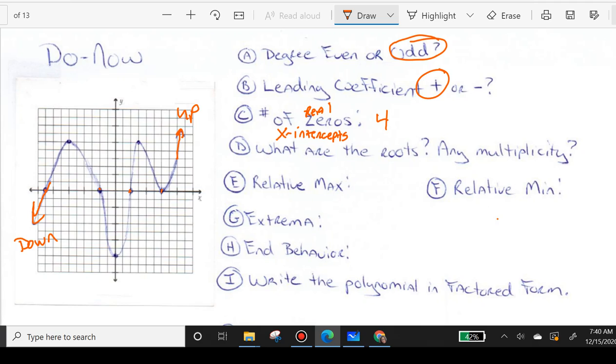So this means I actually want to know what these zeros are, because again, remember roots, zeros, solutions, these are all the same thing. So you need to be comfortable with the term switching up. What are the roots, zeros, solutions?